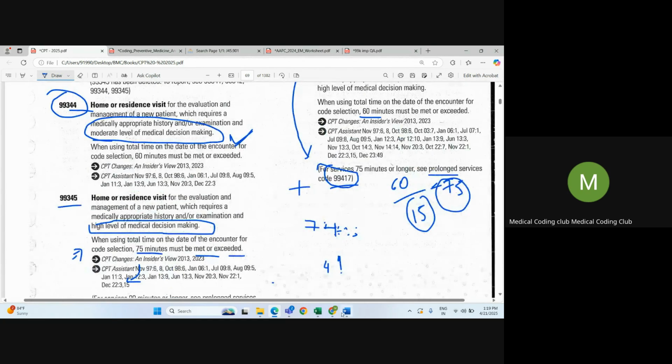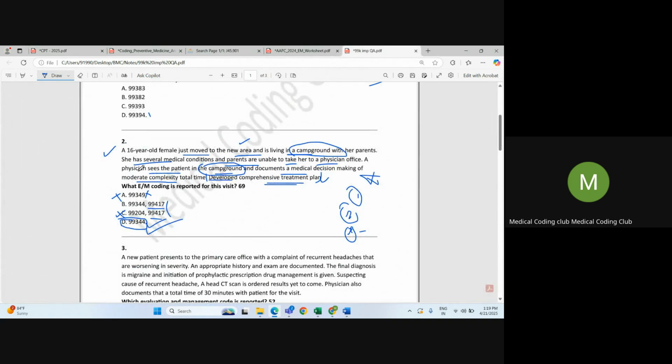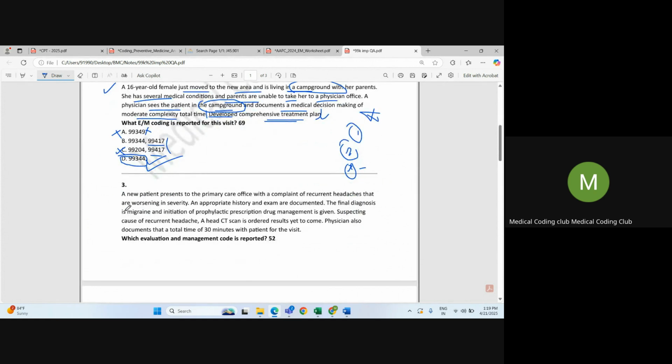So coming back, the second question answer is D. And next question: a new patient presents to a primary care office with a complaint of recurrent headaches that are worsening in severity, and appropriate history and exams are documented. The final diagnosis is migraine, and initiation of prophylactic prescription drug management is given. Suspecting the cause of the recurrent headache, a head CT scan is ordered. The result is yet to come. The physician also documents a total time of 30 minutes with the patient for this visit.